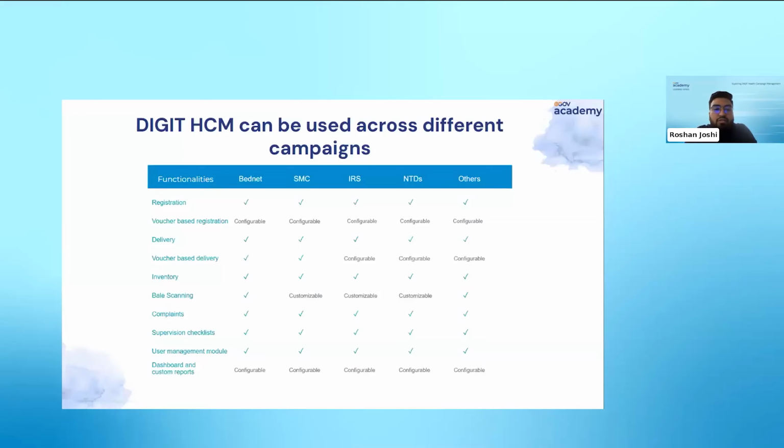So here you can see registration is something which is used for all the campaigns. Voucher based registration can or cannot be a parameter for certain countries, so this can be configurable. If you want to enable, you can, or you can disable that. Similarly, for other modules as well, you can see whatever can be added, whatever can be configured is all provided here. So this was just a quick overview in the form of presentation about HCM.